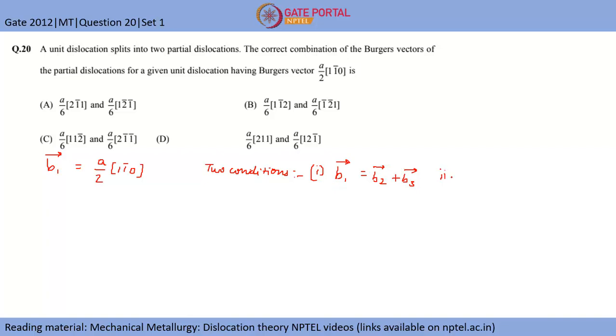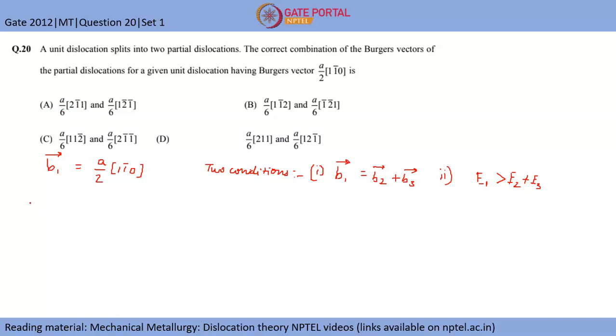And the second condition is that E1, which is the energy of the dislocation with Burgers vector B1, should be greater than E2 plus E3. If the overall energy of this dissociation is less than the initial energy, then this reaction will be favorable. So out of the 4 options, we have to find the option which satisfies both these conditions. Now let's look at the 4 options here.